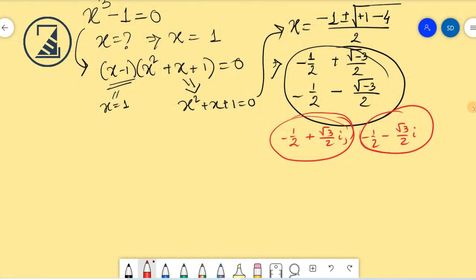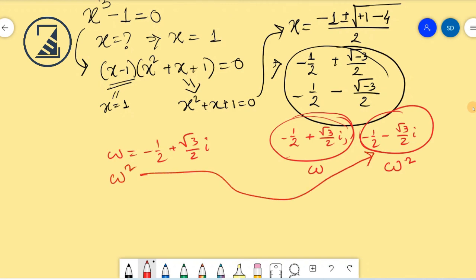Now these two solutions of the equation x cube minus 1 equal to 0 are denoted as omega and omega square. Well, why is this omega square? You can find it out if you write omega as half plus root 3 by 2 i and you do the square, that is, you multiply it by itself, and you will get this number. Try it by yourself. Now we have found all the three roots of the equation x cube minus 1 equal to 0.